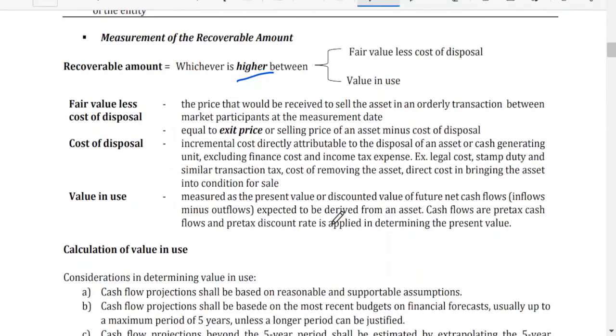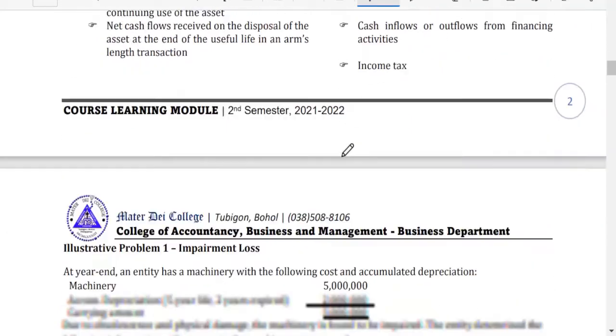Again, to determine the recoverable amount, you have to find out if there is a given in terms of the fair value less cost of disposal and or the value in use. So if both of these are present in the problem, you have to select the higher amount. And that will represent the recoverable amount, which you will compare against the carrying amount.